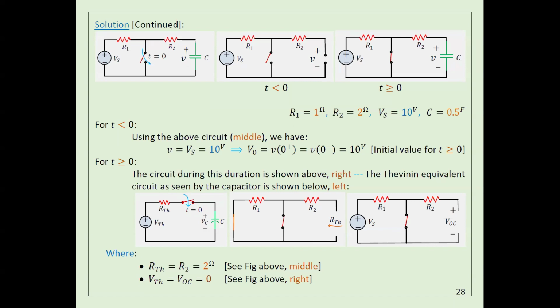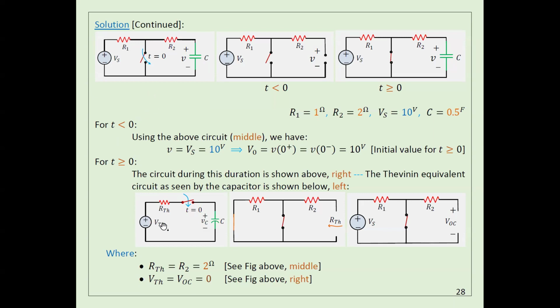What about V Thevenin? V Thevenin is the voltage drop across here. Because there is no loop, there is no current here. So the voltage drop here is the same as the voltage drop across the short circuit, which is zero. Why? Because there is no current, there is no drop in the resistance here. So the voltage drop here is equal to this one, and because this is a short circuit, it is equal to zero. So V Thevenin is zero.